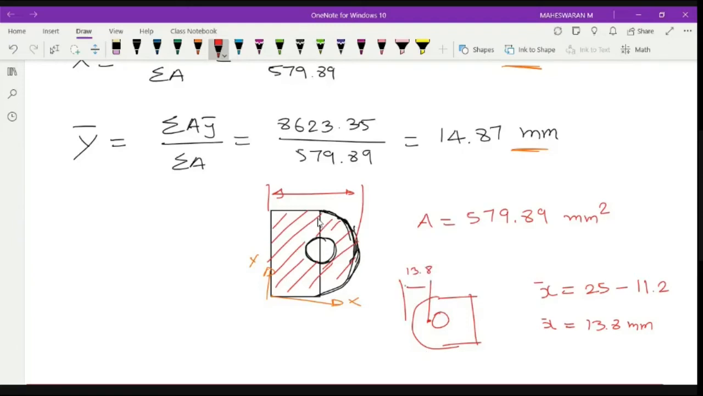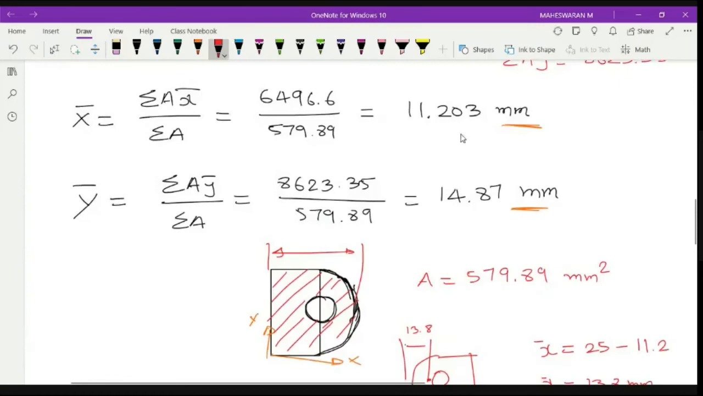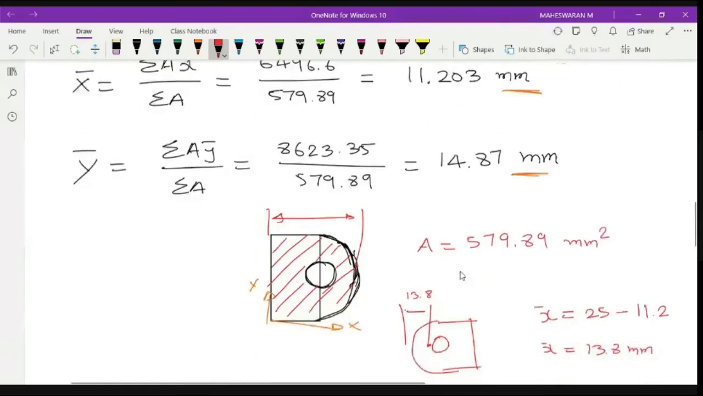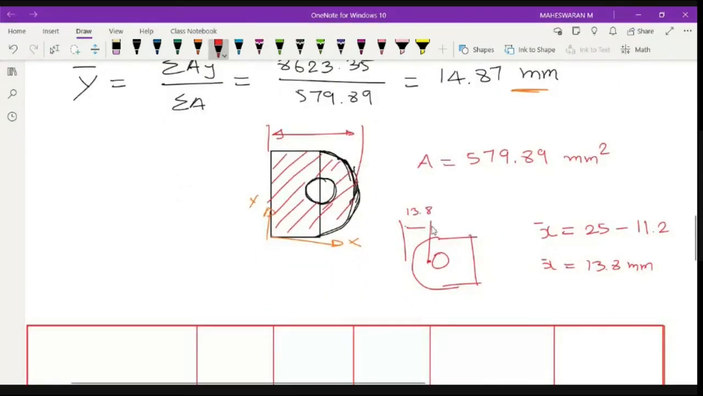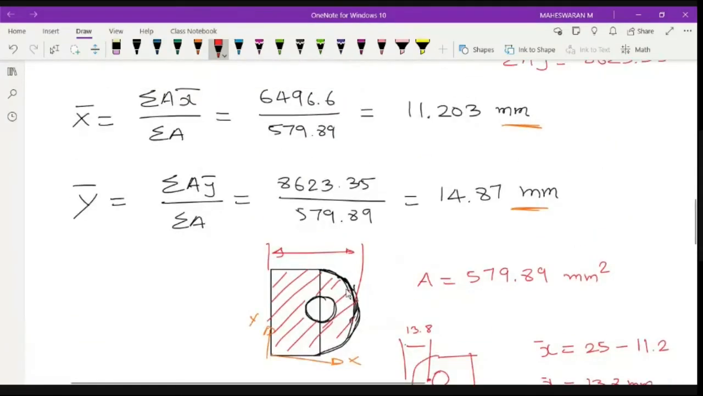13.8. Okay. So for this one, you can apply these two things, whereas for this one, you have to apply this and identify. Mostly, whenever you have a symmetrical shape, this will be half of the distance, as I told you there. But because of some decimal places, you are getting 14.87. Actually, you have to get 15, because it is symmetrical.